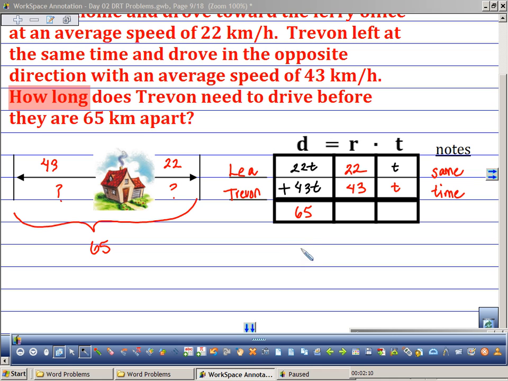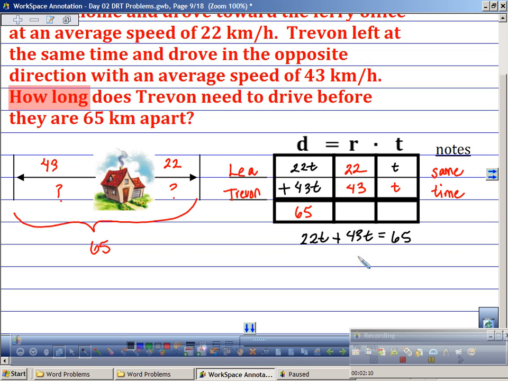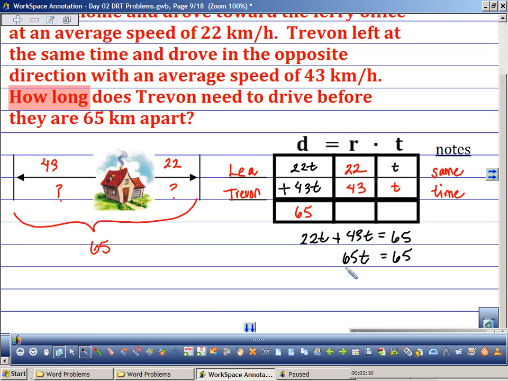So let's do that. 22T plus 43T equals 65. What's 22T and 43T? 65T. What do I do from here? Divide 65 to both sides. T equals 1 what? Hour. They both drove an hour.